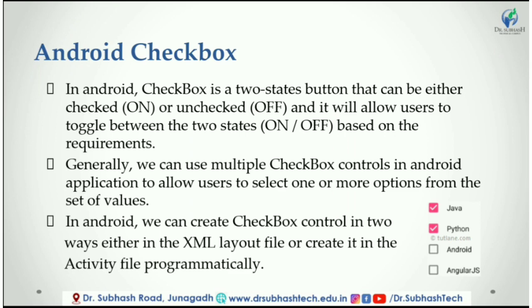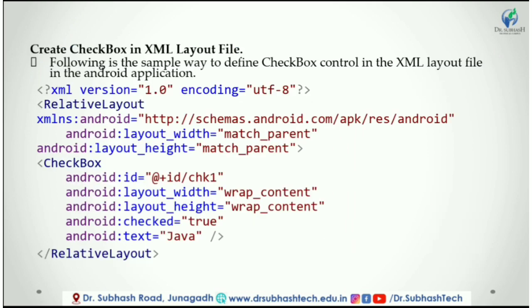In Android, we can create a checkbox control in two ways: either in the XML layout file or programmatically in the activity file. The first way is to create the checkbox in the XML layout file. Following is a sample way to define a checkbox control in the XML layout file in an Android application. If you observe the code snapshot, here we define a checkbox control and set the checkbox state to on using the android:checked attribute in the XML layout file.